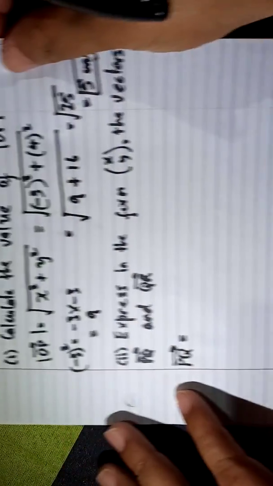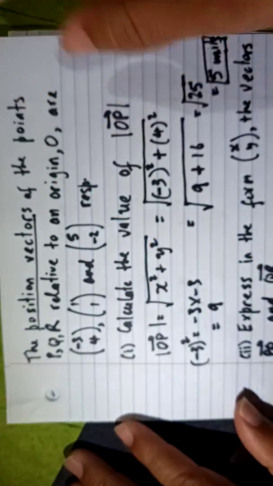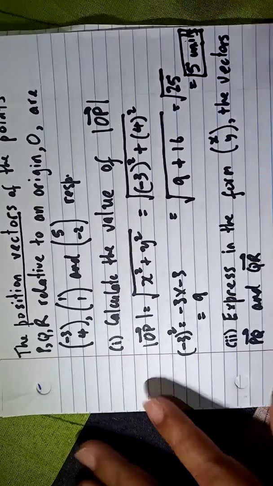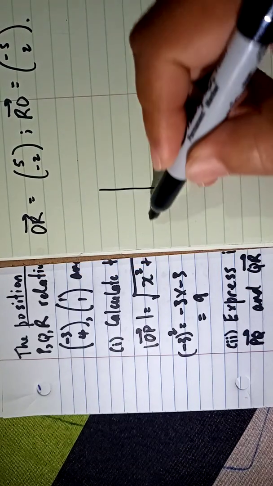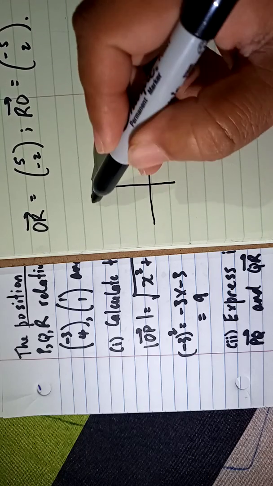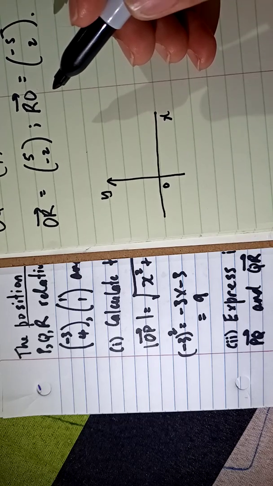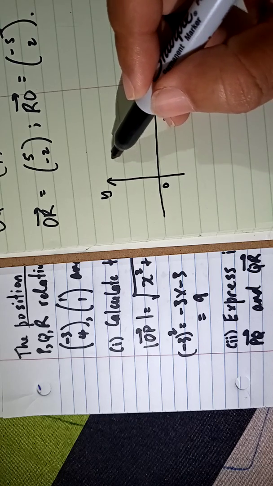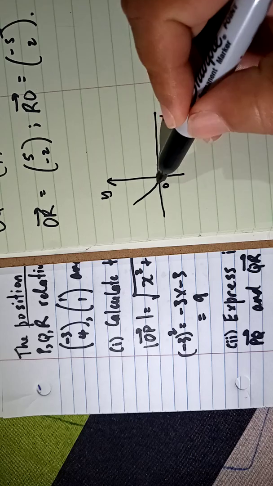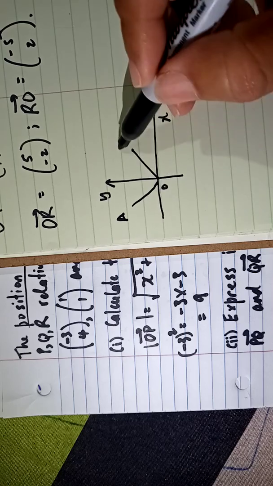I did mention previously that this is a position vector, meaning that everything goes to the center. Let me give you a little view of what a position vector is. Let's say you have a little grid here, and let us say we have these two vectors, OA and OB.